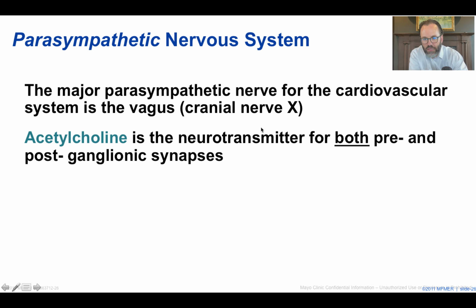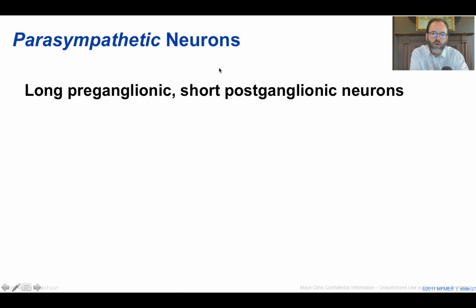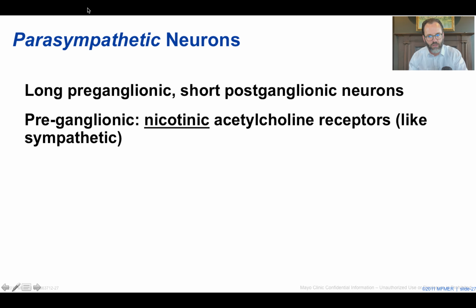And acetylcholine, again, is the major neurotransmitter for both pre- and postganglionic synapses. And so when we're looking at parasympathetic nervous system neurons, they've got long preganglionic fibers. We've got very short postganglionic neurons.